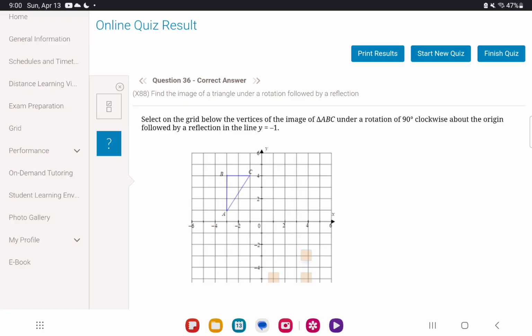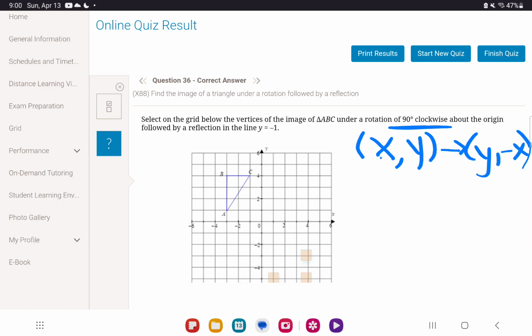Okay, for this question, there's 2 things you need to do. First thing, they said it's under the rotation of 90 degrees clockwise. Whenever they say 90 degrees clockwise, you do: first, let's start with the coordinates x and y, like I said. It becomes y, minus x, okay?